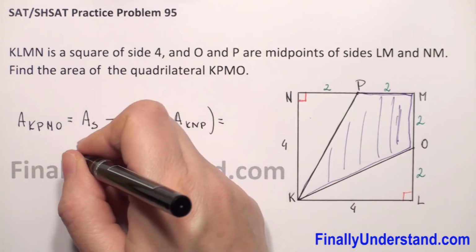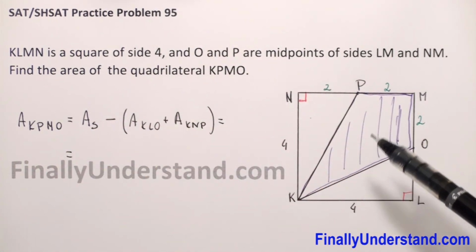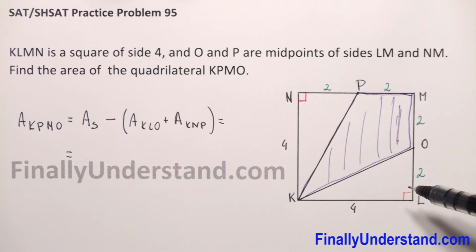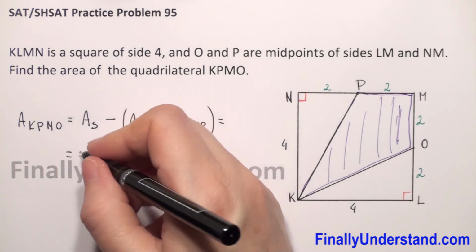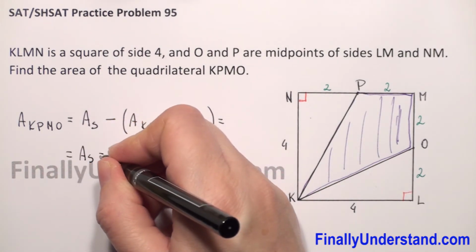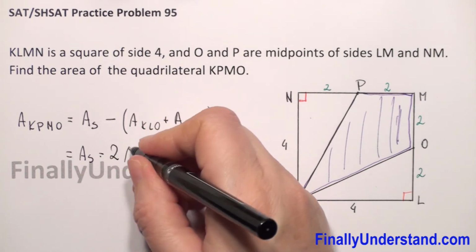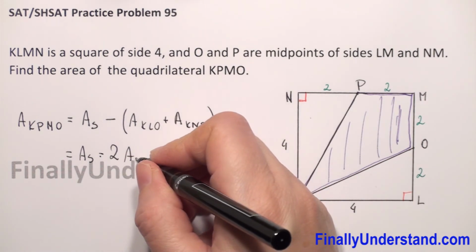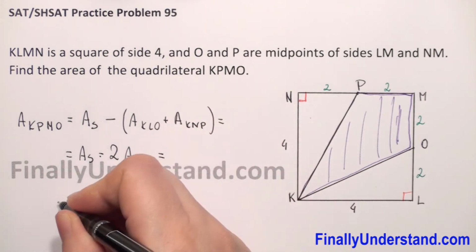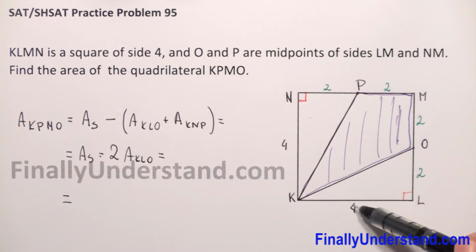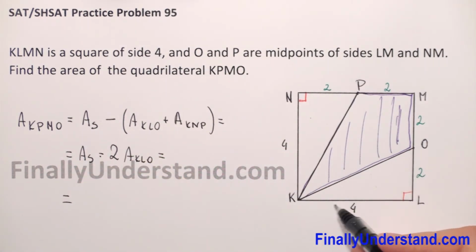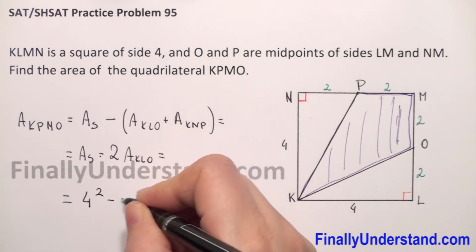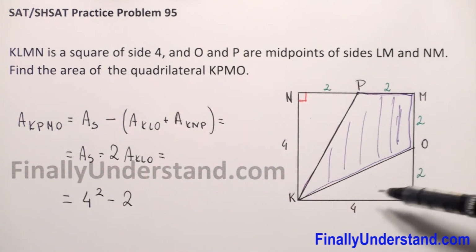So this is equal. Like I said, these 2 triangles are the same. So we can write that this is the area of the square minus 2 times the area, and you choose which triangle you want. Let's put 2 times triangle KLO. So this is equal to the area of the square. We are given the sides, so the area of the square will be 4 times 4, so this is 4 squared, minus 2 times the area, and I choose this triangle.